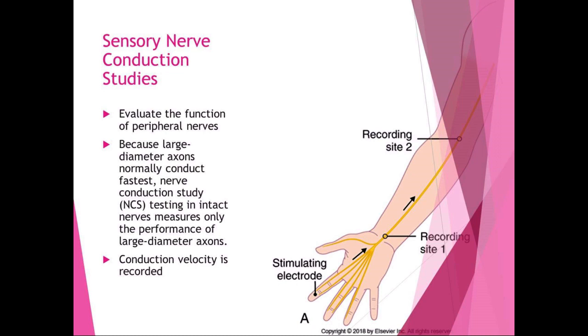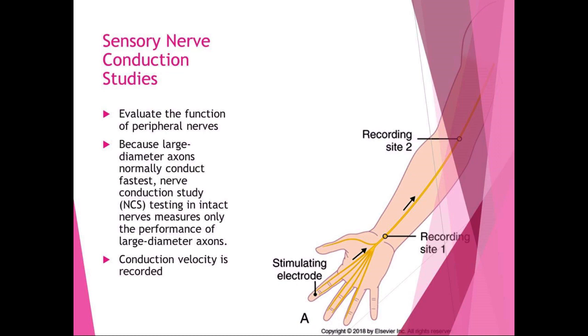So another test, they do sensory nerve conduction studies. A lot of times people who they suspect have carpal tunnel syndrome will have a nerve conduction study. It evaluates the function of peripheral nerves. It does not evaluate the function of the central nervous system.